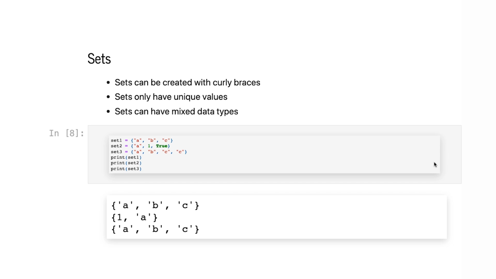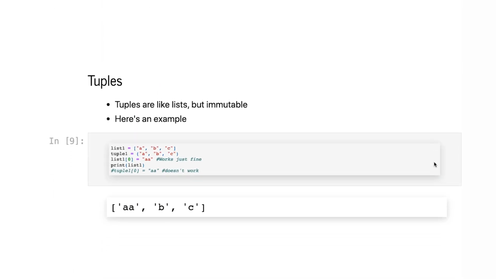So I just go through some examples here. For example, I create a set A, B, C, C, and then it just reduces that second C because it only has unique values. Okay, tuples are like lists. They have most of the same properties as lists, but they're immutable.